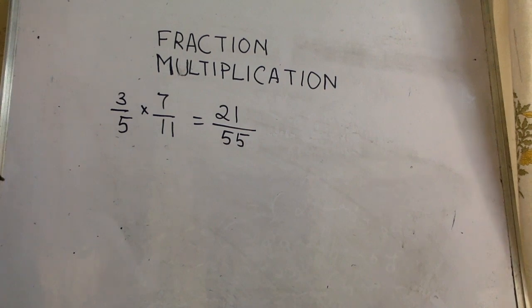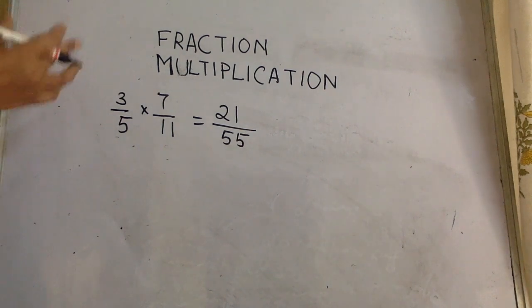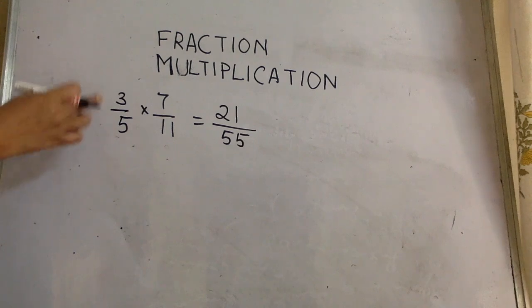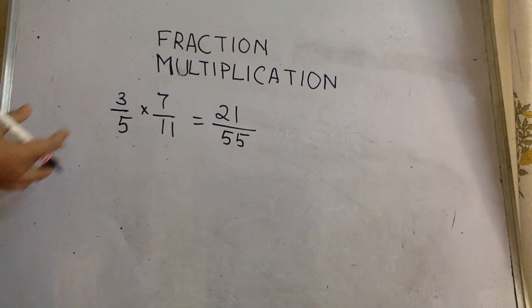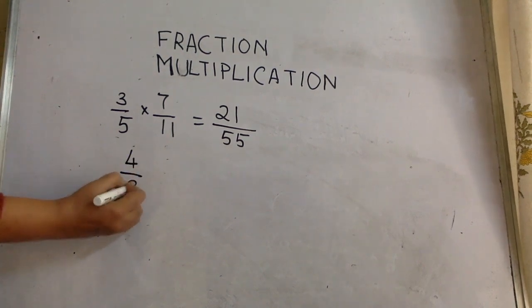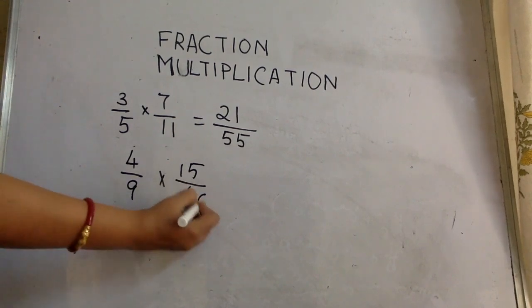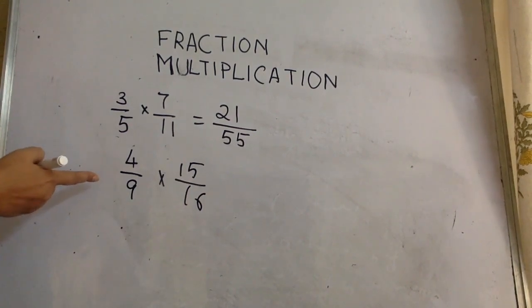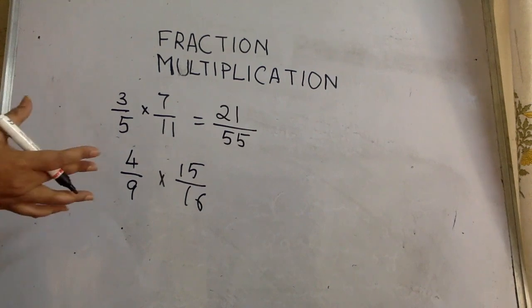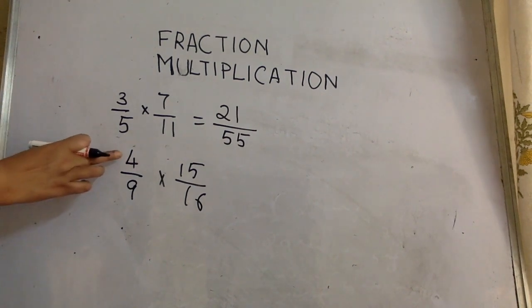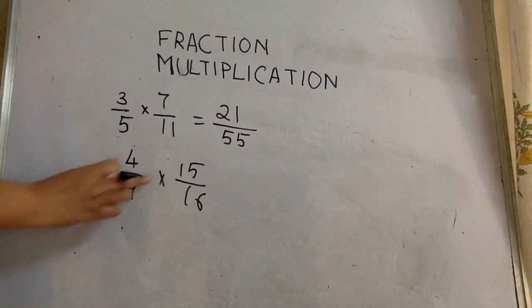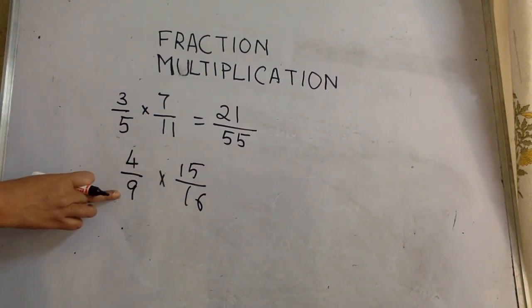But this is not going to be the case every time. We will get sums where there will be common factors between the numerator and denominator, and we'll have to cancel that out. Now the big confusion is what do we cancel? Let us see the next question. 4 by 9 into 15 by 16. Here I can see lots of common factors. This 4 has a common factor with 16, and this 15 has a common factor with 9.